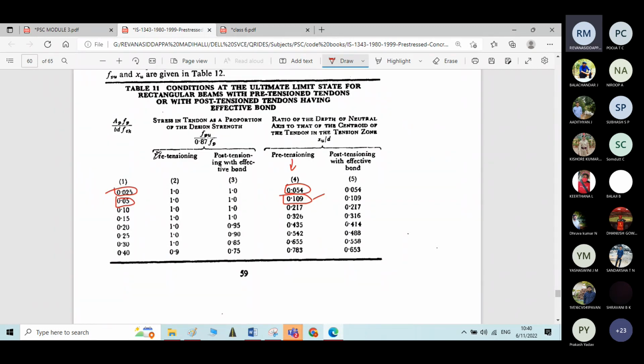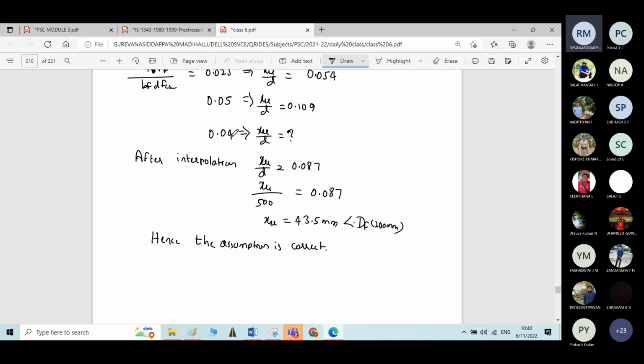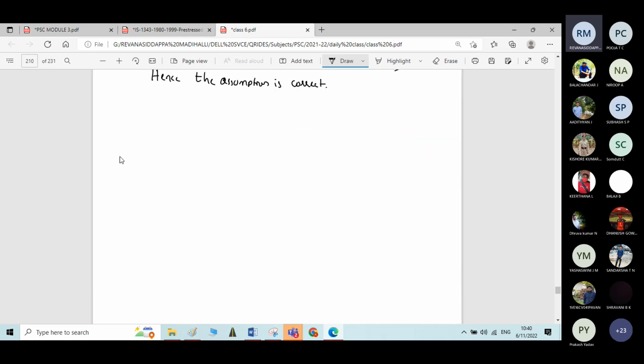Okay, corresponding to 0.025 with respect to pre-tensioning, FPU by 0.87 FP is 1. For 0.05 also it is 1. So corresponding to the value of 0.04, you will get the value as 1 only. For AP FP by BFD FCK equal to 0.04, the corresponding FPU by 0.87 FP is equal to 1.